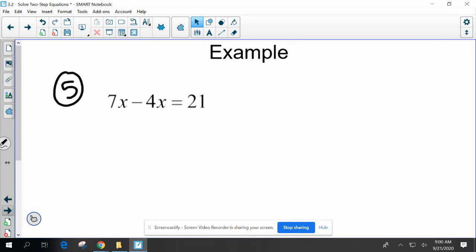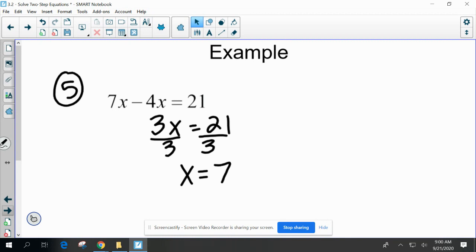Okay, what looks different about number 5? They both have variables. What do I need to do? Combine my like terms before I even start. So I need to do 7x minus 4x. What does that equal? 3x. So 3x equals 21. And then now it's a one-step equation, and I would divide by 3 on both sides. So x equals 7.